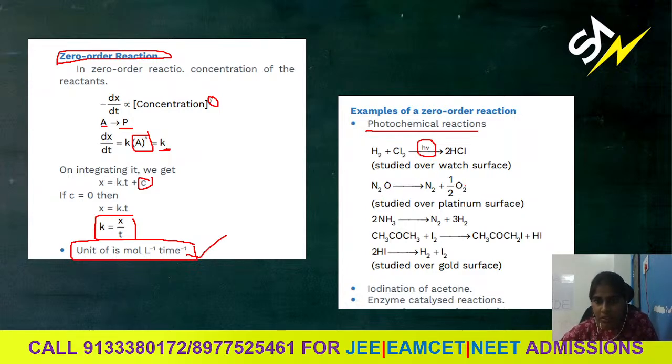Here N2O gives rise to N2 plus half O2. This is also an example of a zero order reaction. And ammonia gives rise to nitrogen and hydrogen. And here also CH3COCH3 plus I2, this is also an example of a zero order reaction. Here also 2 moles of HI gives rise to H2 plus I2. And iodination of acetone and enzyme catalyzed reactions, everything comes under zero order reactions.